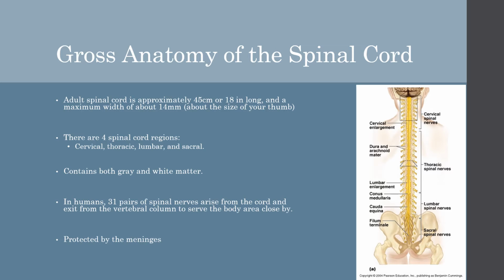The regions are broken up into 4 different regions. You have your cervical, your thoracic, your lumbar, and your sacral. And those kind of correlate to the backbone. As far as the spinal cord itself, it still contains both gray and white matter, which we'll talk about here in a minute. There are 31 pairs of spinal nerves that arise from the spinal cord, and those go in correlation to regions of the body. And we'll talk about that again here in a minute. And it's protected by this case called the meninges. And again, there's different parts of that, which we'll get into here in a second.